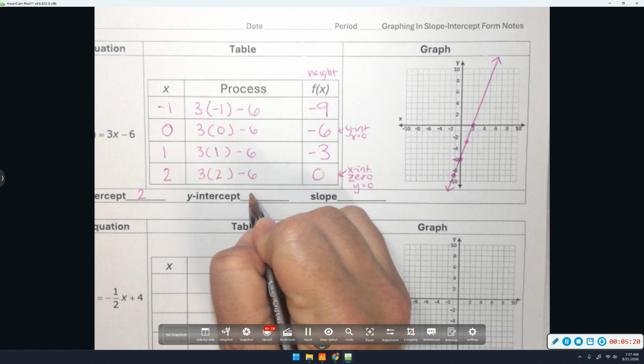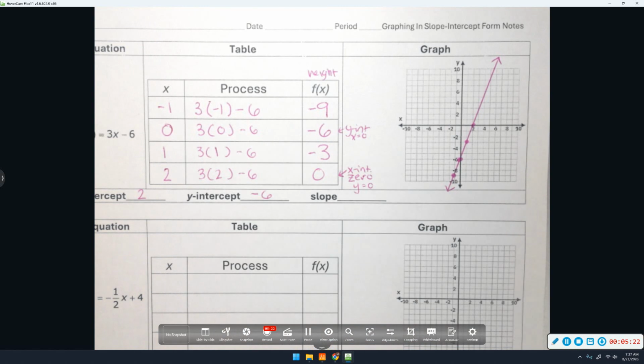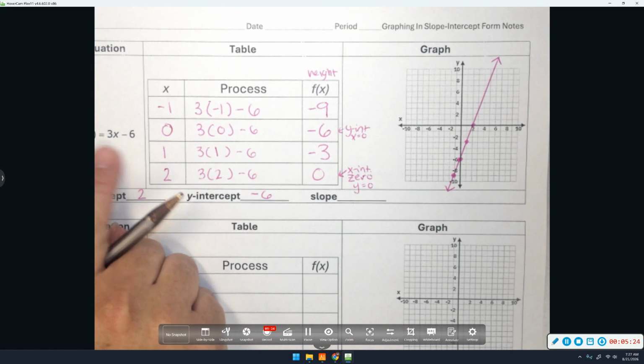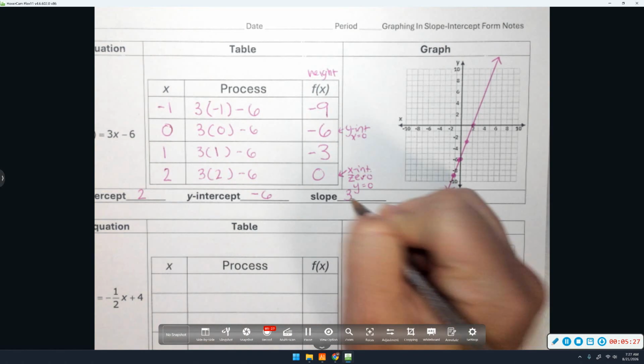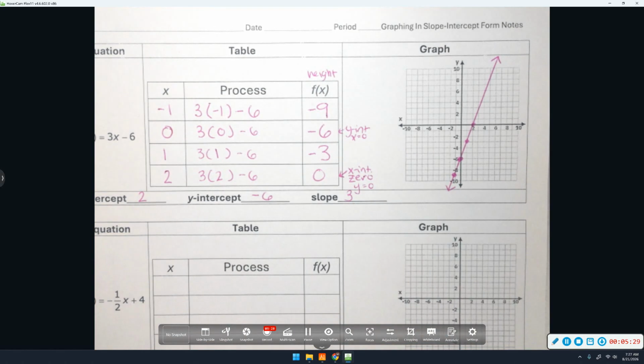My y-intercept was -6. And what's my slope? 3. Remember, your slope is always what's touching x. Everybody okay with that?